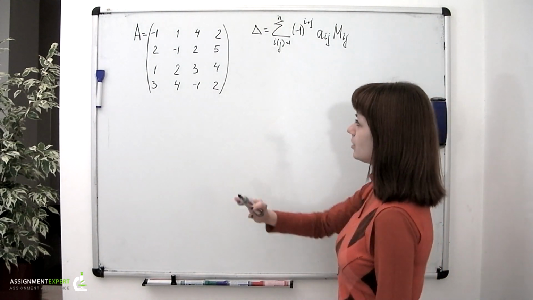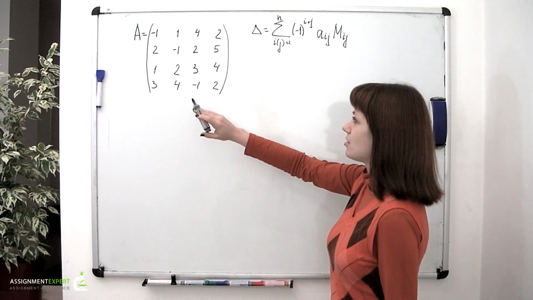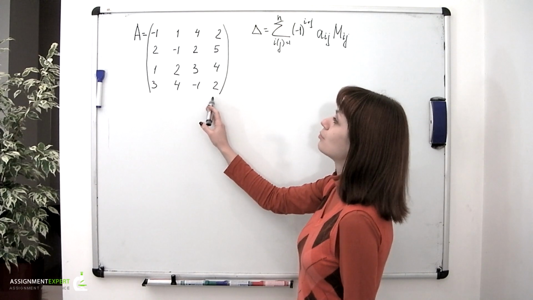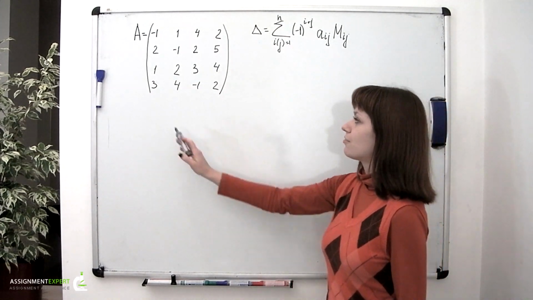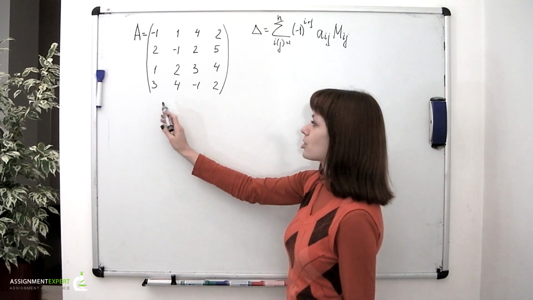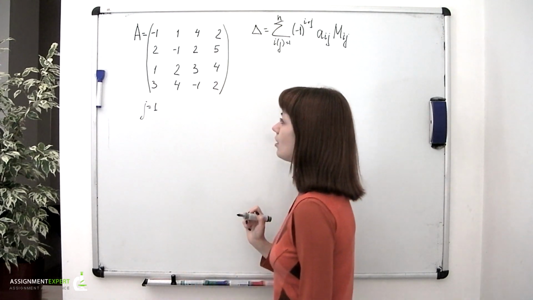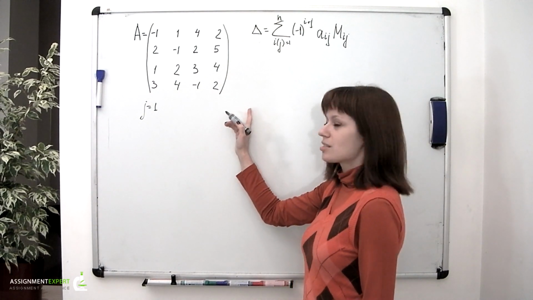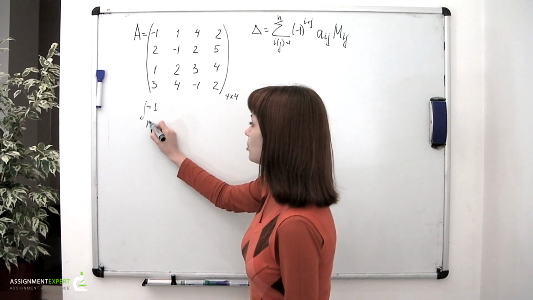Now, let's take a look at our matrix. As we can see, it doesn't have any zero entries, so we can pick any row or column we want. And I suggest that we pick the first column. It means that we're setting j to 1. Also, since our matrix is of the size 4 by 4, n equals 4.